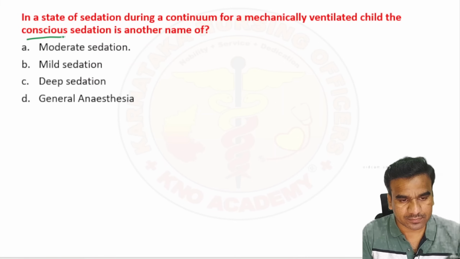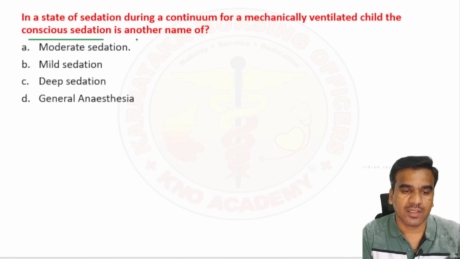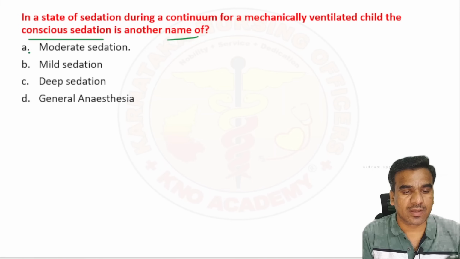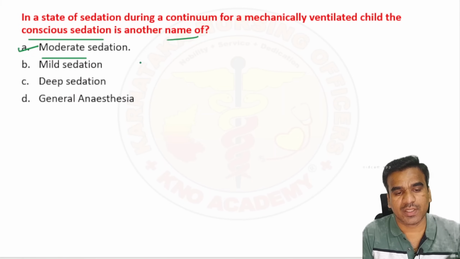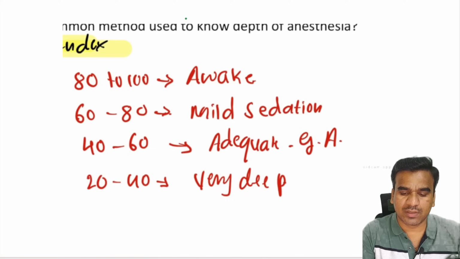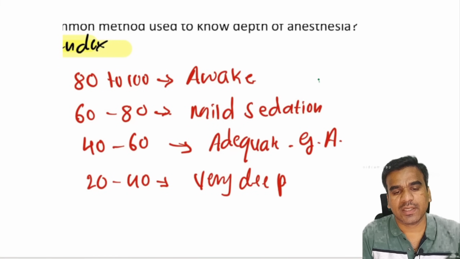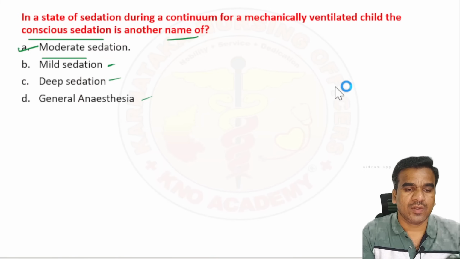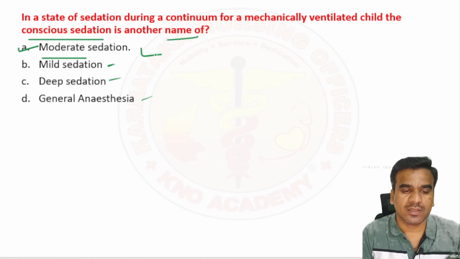Okay, and for a state of sedation during a continuum for a mechanically ventilated child, it is conscious sedation. This also Akhil sir has taken in the KNO Academy. Another name for conscious sedation is moderate sedation. Mild is where we give only local anesthesia or something. Deep sedation will be completely deep, and then general anesthesia. Here we can see the grades he has given. You can watch the video to understand this. So the right answer is moderate sedation.